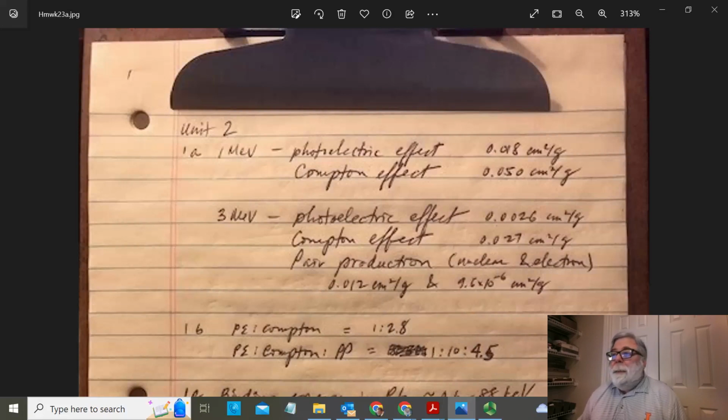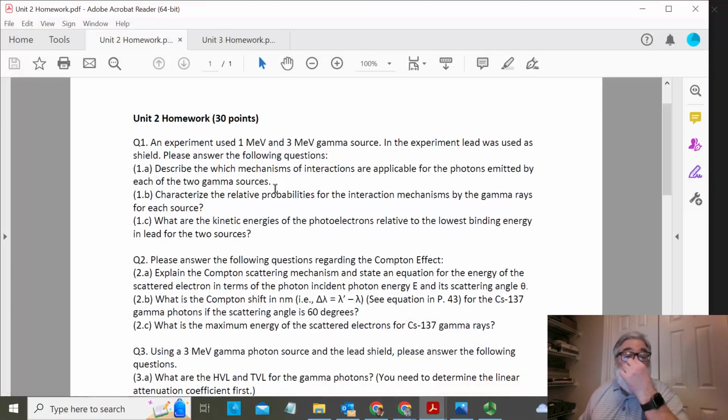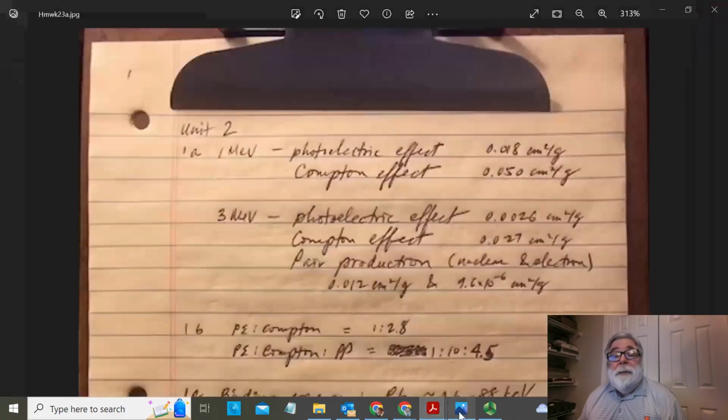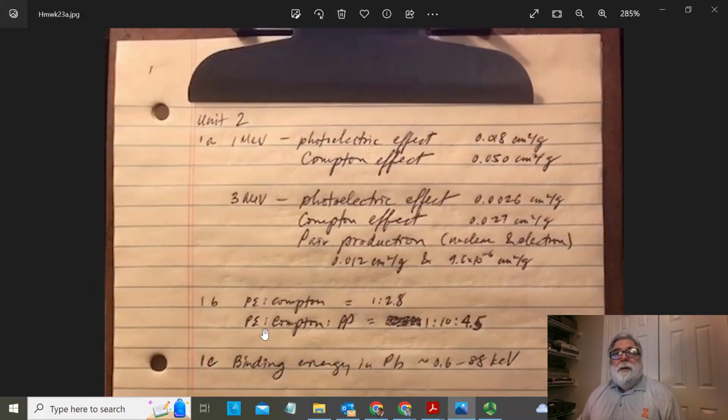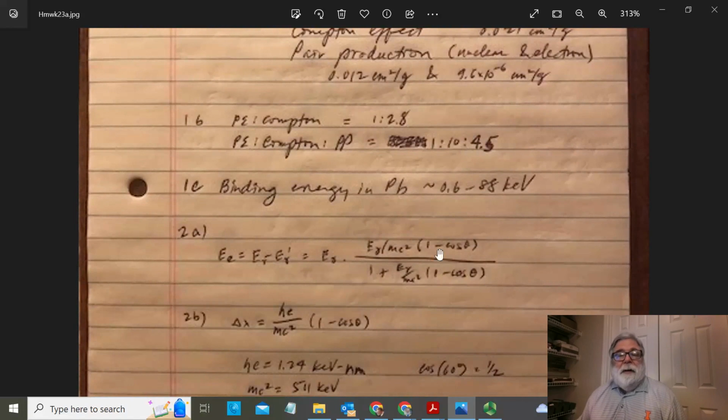Okay. Let's go back and see what our next question was, and that was kinetic energy of photoelectrons relative to the binding energy. So if there's a photoelectric effect taking place here, the electron will absorb the total photon energy minus the atomic binding energy. So the important point to notice is the atomic binding energies are small.